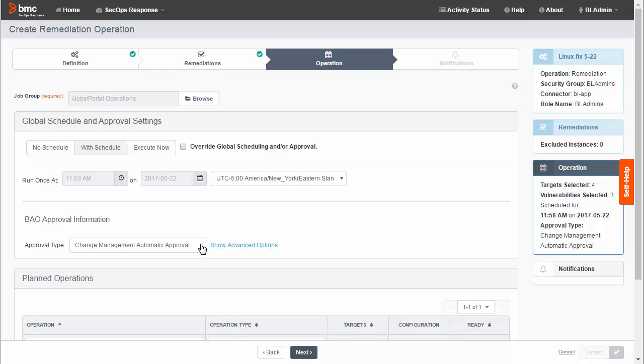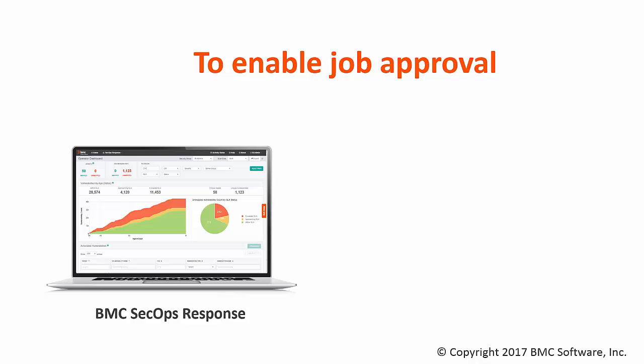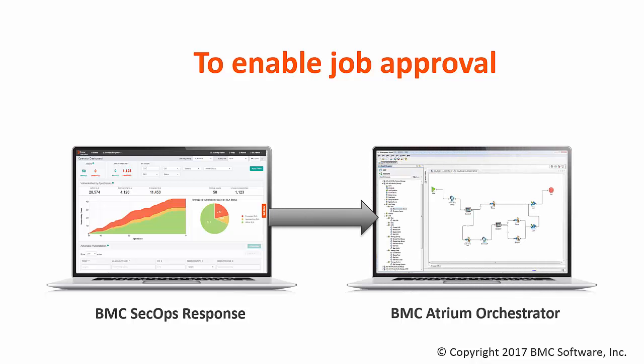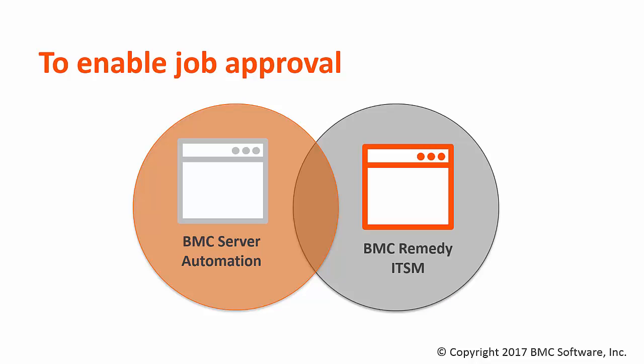For approval type, select Change Management Automatic Approval. When you make this selection, all operations that the wizard generates will require automatic job approval. You can also set up job approvals for each individual operation that gets created, but for this example, we'll stick with the global approach. Be aware that to enable job approval, you must connect SecOps Response to BMC Atrium Orchestrator, and BMC Server Automation must be integrated with BMC Remedy ITSM.